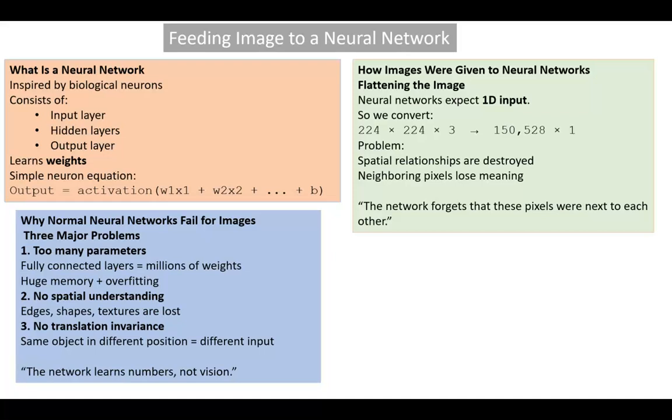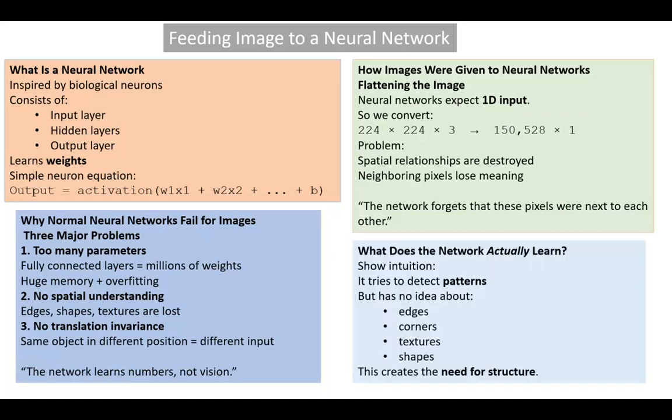The network has no translational invariance. The same object in different position might lead to different input. The handwritten digit 5, if suppose I am rotating the image, that might lead to a wrong input. So the network learns simple numbers, not the vision. So this is the drawback of a neural network. So what does the network actually learn? It tries to detect patterns, but the network will not have any idea regarding the edges, corners, textures and shapes.